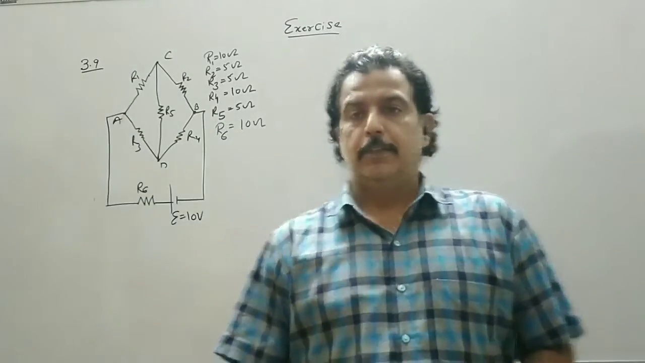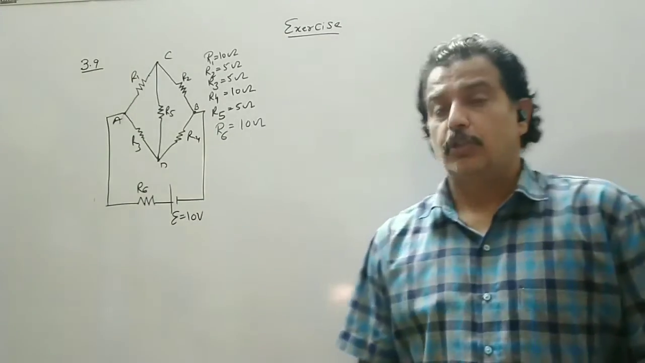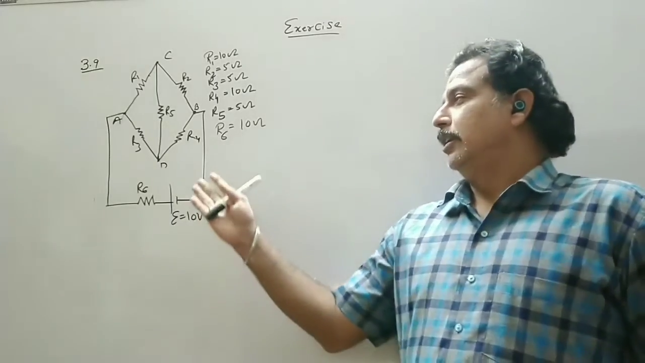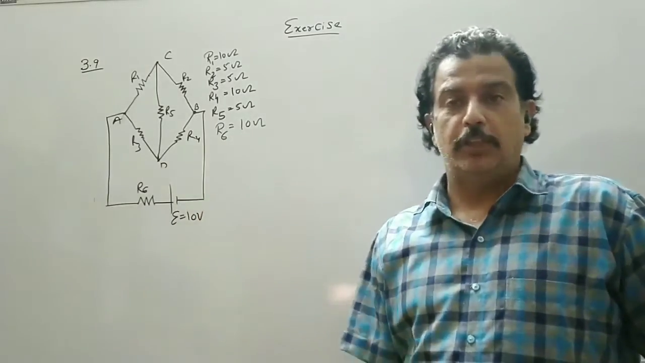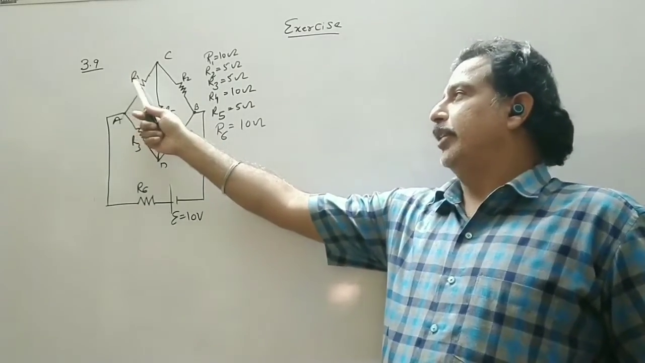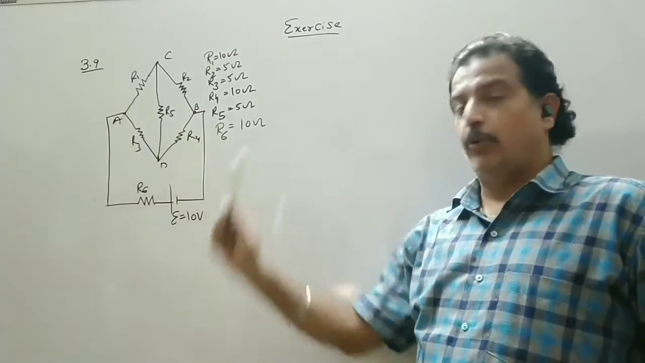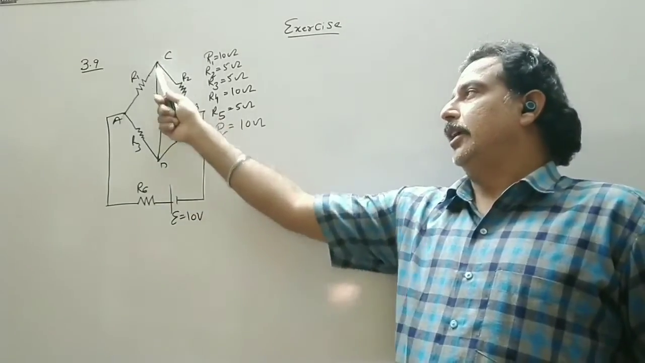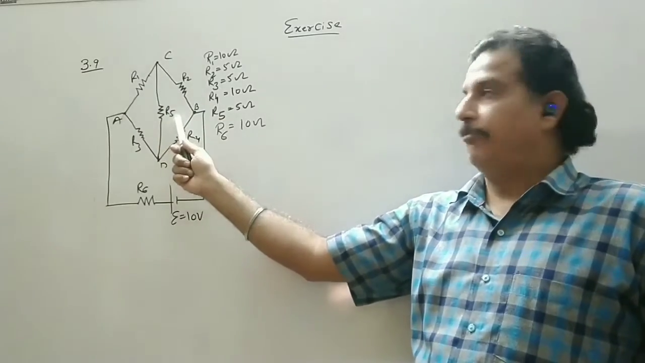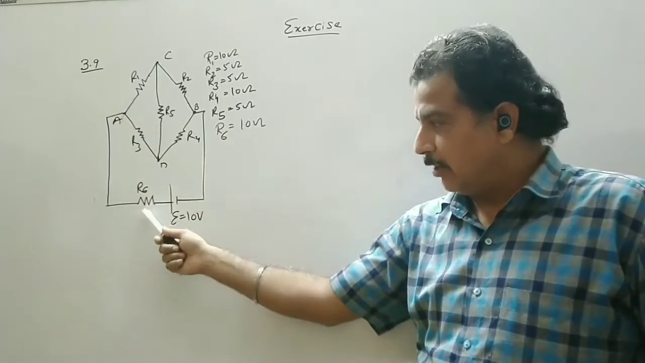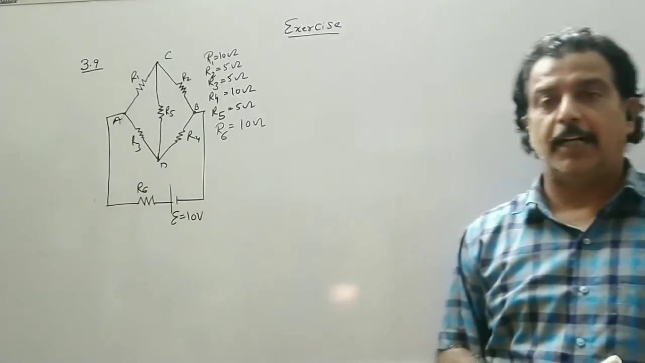Hello students, let us do question number 9 of the exercise again which is related to the Wheatstone bridge. Here we have four resistors R1, R2, R3, R4 which are the four arms of the Wheatstone bridge. In the place of the galvanometer we have a fifth resistor R5 and one external resistor also, that is R6.